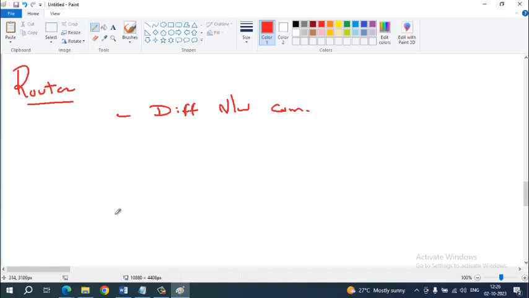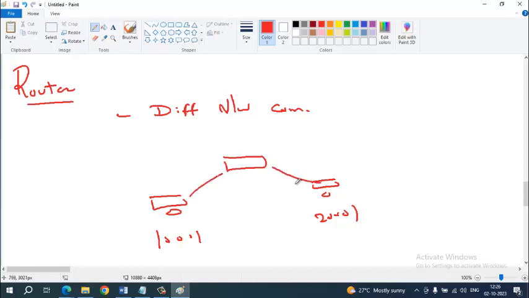A computer at 10.0.0.1 and another computer at 20.0.0.1 cannot talk with a switch. They need a router. A router we draw as just a big round circle, and a switch we draw as one rectangle, that's enough. This is a router. So a router is to connect between two different networks.